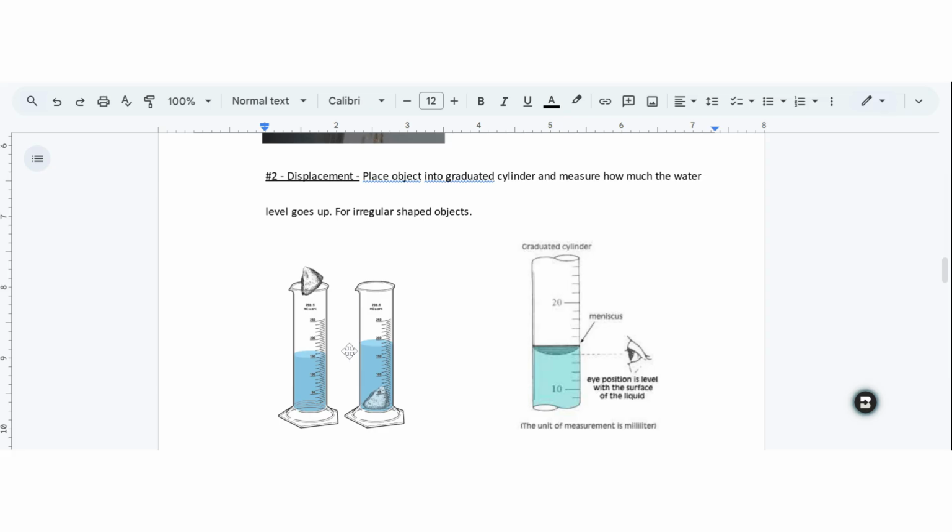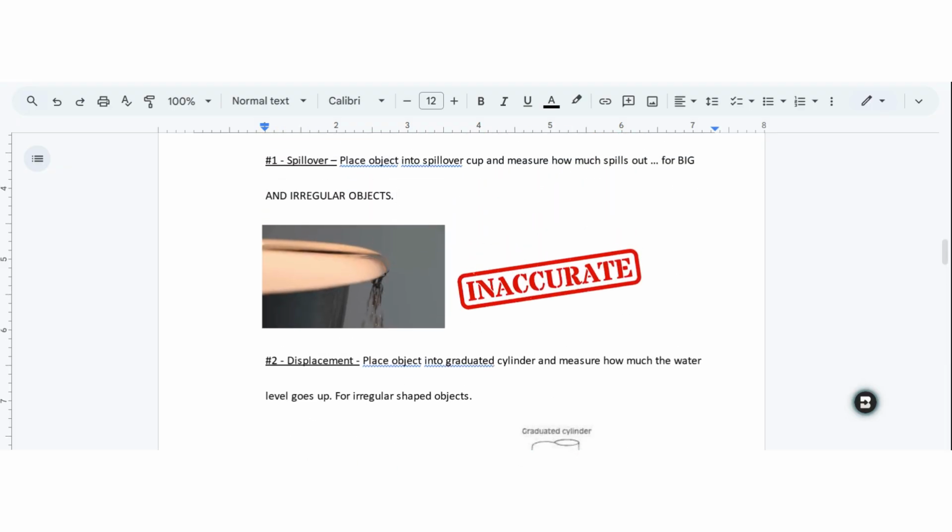Displacement is quite accurate. We place water into a graduated cylinder. We then add the object into that graduated cylinder and see how much the water goes up. This is going to be for, again, irregularly shaped objects and small ones, right? If they can fit in a graduated cylinder, it's way better than having to do the spillover method.